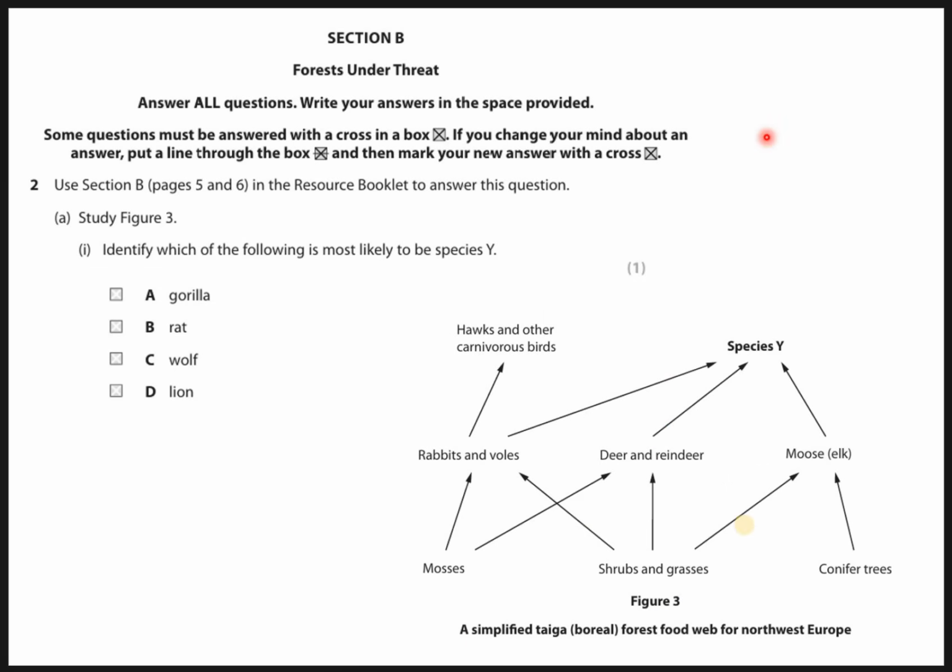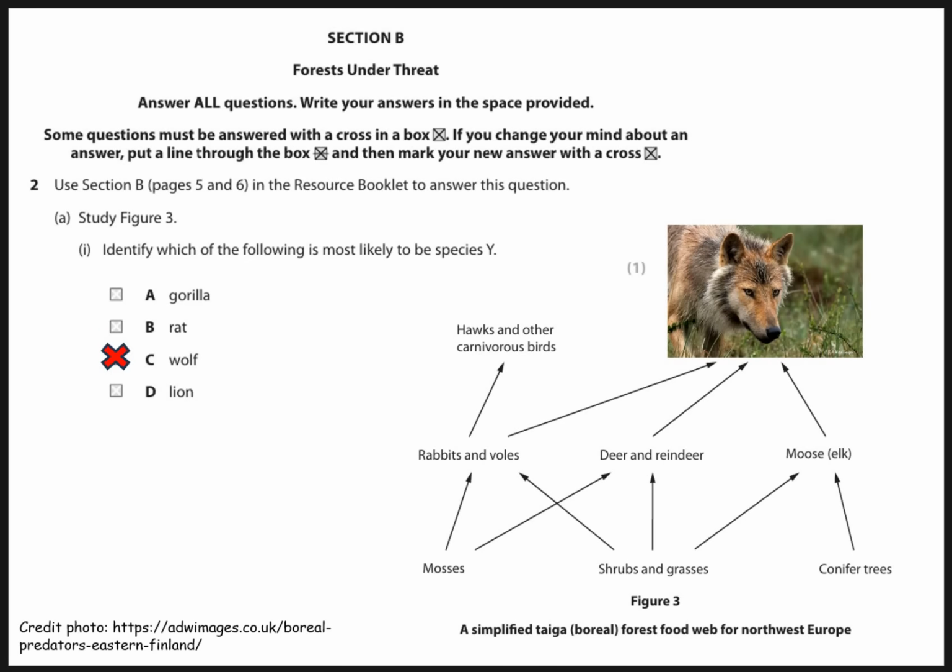Okay, so that was section A. Now on to section B. Identify which of the following is most likely to be species Y. Pretty obvious, isn't it?